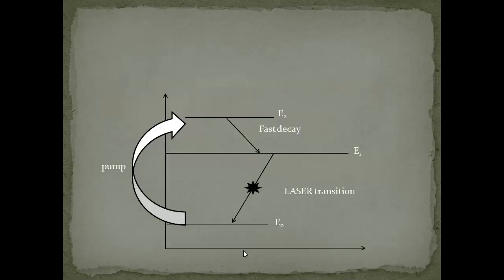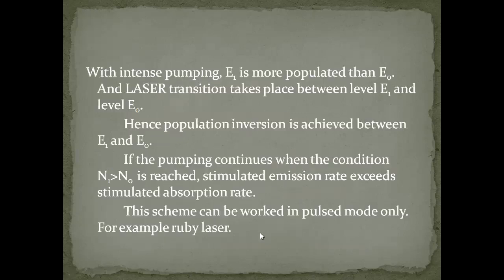On the screen, you can observe the transitions. From E0 to E2, atoms are pumped from the lower energy level to the higher energy level. From E2 to E1, since E2 is a normal energy state, atoms decay faster to the E1 energy level. Since E1 is a metastable state, atoms accumulate there for more time compared to E2. So more atoms will be in E1 compared to E0. Therefore, population inversion is created between E1 and E0.